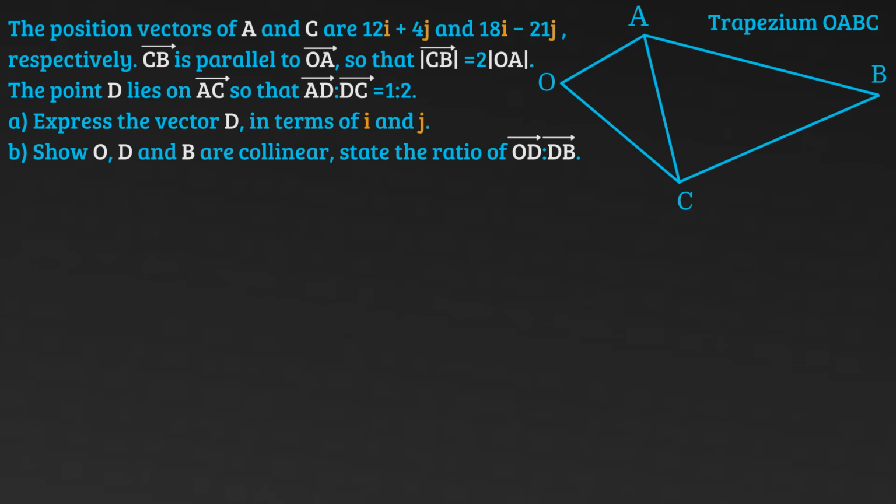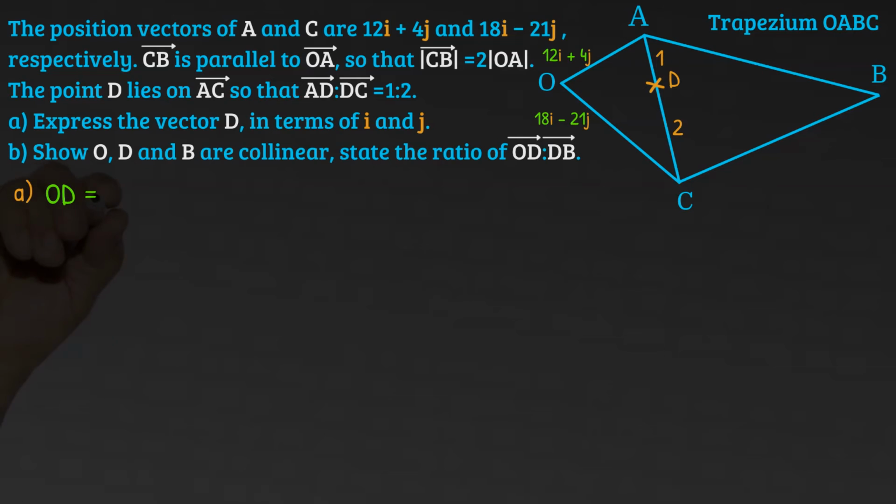In the last question, we're given the trapezium OABC, and we're given the position vectors of A and C. The question states that CB is parallel to OA and is twice the length of OA. We're also told that D lies on the vector AC and splits it in the ratio 1 to 2. So for part A, we have to find an expression for OD.